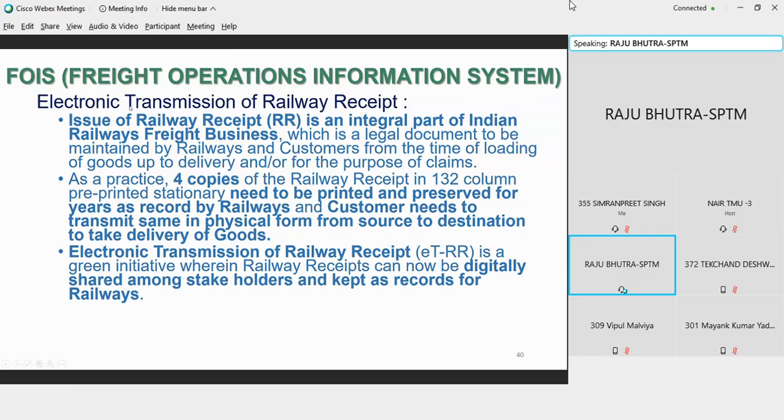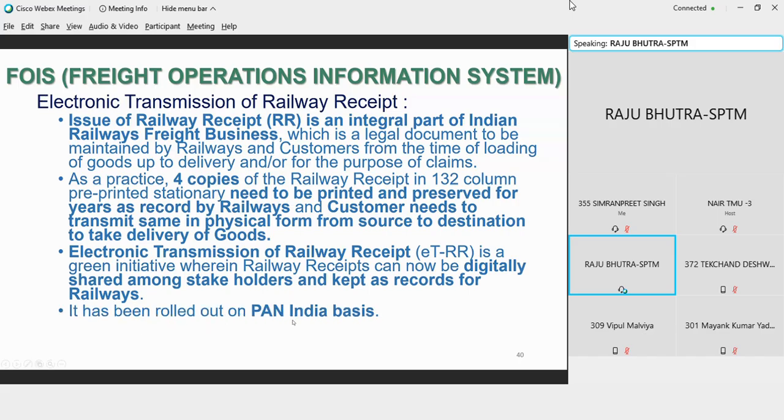Now, with this feature, electronic transmission of railway receipt, the physical sending of the copy of the railway receipt from the source station to the destination station is not required. It can be transmitted electronically. So this feature, called ETRR, is a green initiative wherein railway receipts can now be digitally shared among stakeholders and kept as records for railways.